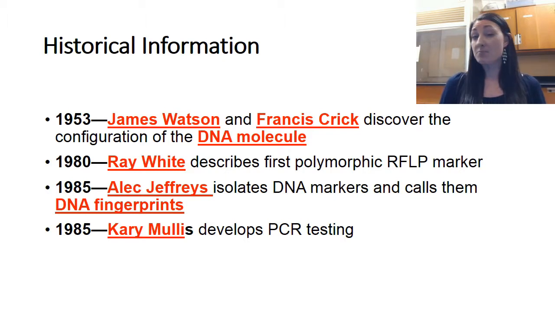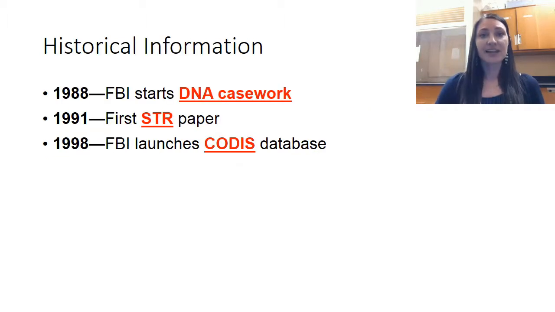In 1985, Kary Mullis developed PCR testing, which is a way to amplify samples of DNA so that you can use them for further DNA analysis in forensic science. In 1988, the FBI started using DNA in their cases. In 1991, we had our first paper on short tandem repeats, which is another biotechnology analysis method that is used for forensic science. We're going to talk about that again later in our biotech unit. And in 1998, the FBI launched CODIS, which is a database of DNA profiles from felons and other sexually violent predators.